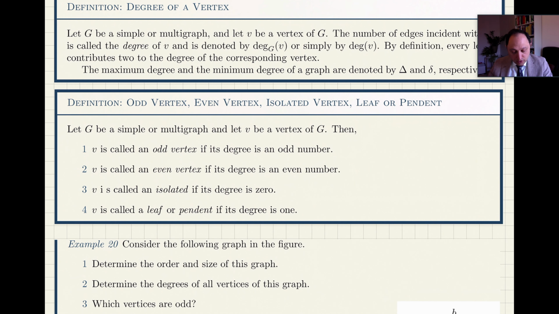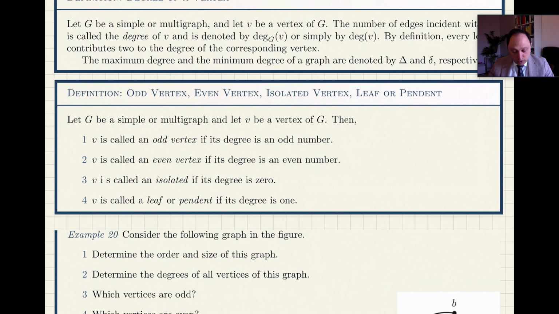And there are some terminologies that you need to know. Let G be a simple graph or multigraph, and let V be a vertex of G. Then V is called an odd vertex if its degree is odd. It is called an even vertex if its degree is even. It's called an isolated vertex if its degree is 0, and it is called a leaf or a pendant vertex if its degree is 1.